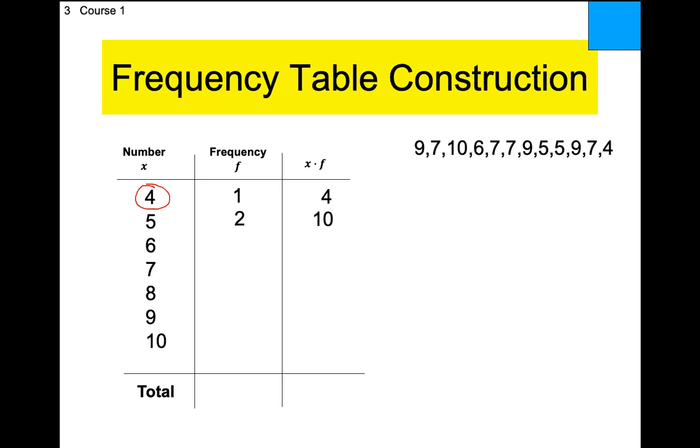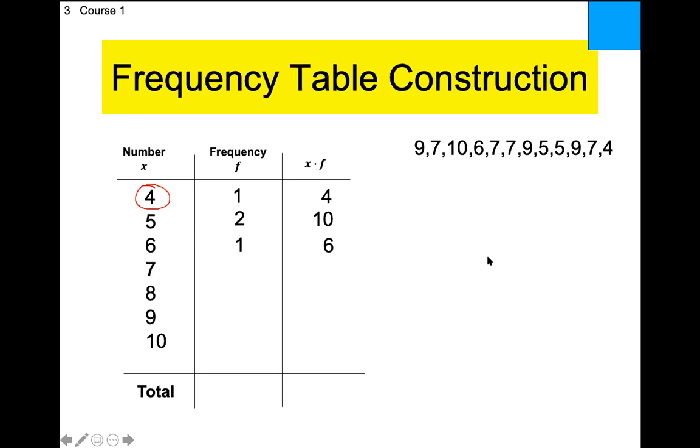Is anyone lost on where I'm getting those numbers from? Just a little bit. Okay, what's the next number we have to look for, Danny? Six. How many sixes do you see in the data set? 1. And what is 6 times 1? 6. You did it perfectly.